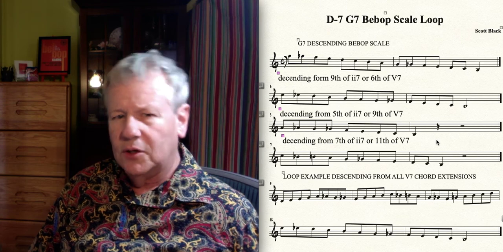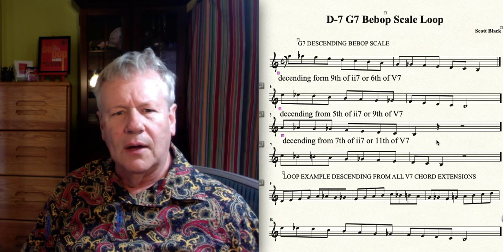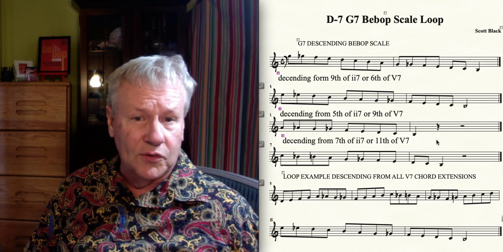So that was an example of coming down from the 9th. There's one note left, and that is the 11th. Now the 11th of a dominant chord is one of the most dissonant notes. In fact, I would say it is the second most dissonant note.